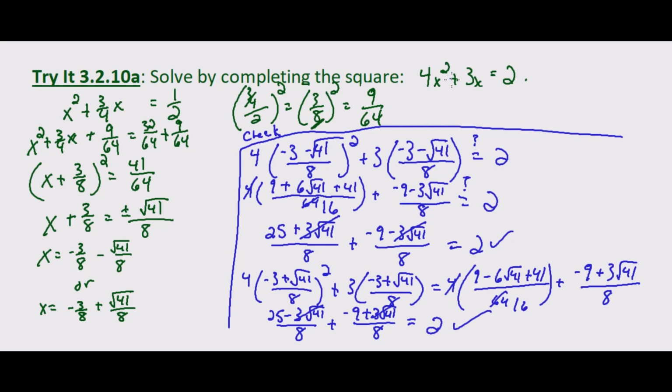So when 4x squared plus 3x equals 2, x equals negative 3/8 plus the square root of 41 over 8, or x equals negative 3/8 minus the square root of 41 over 8.